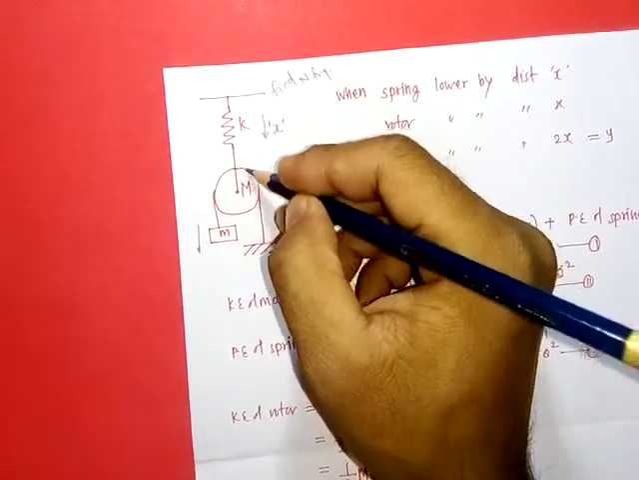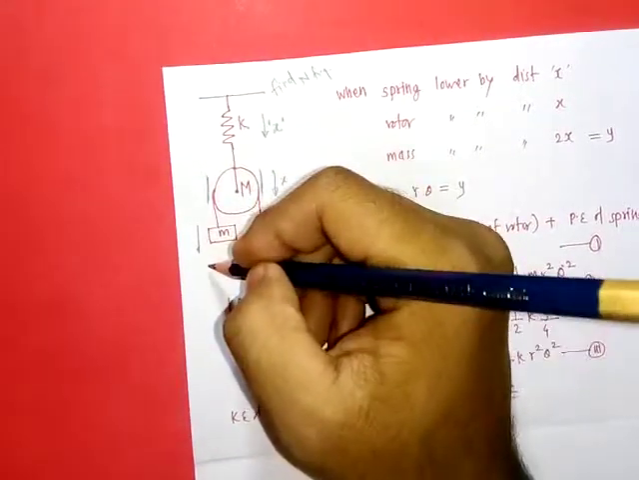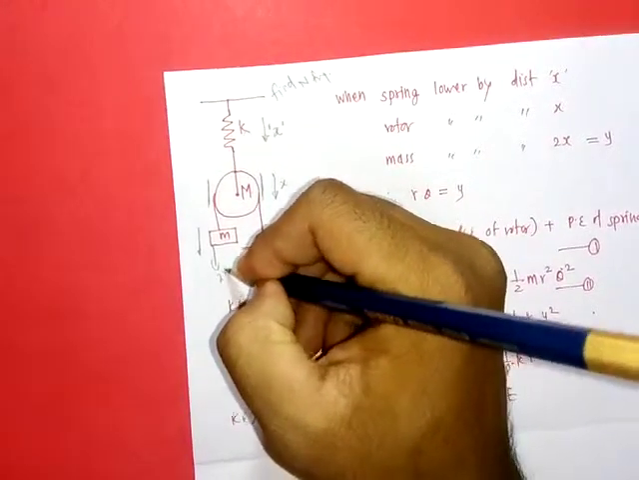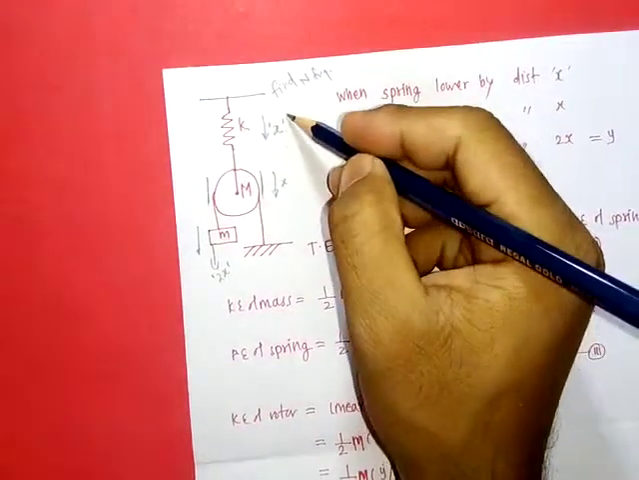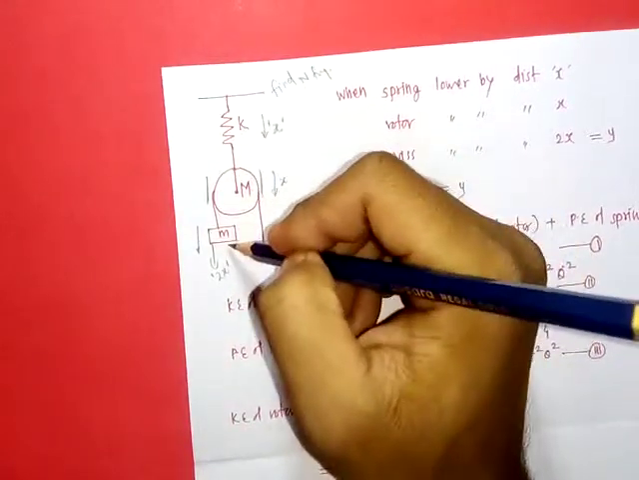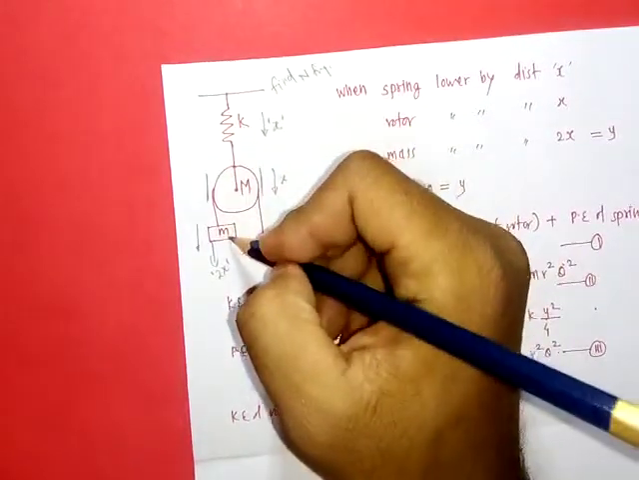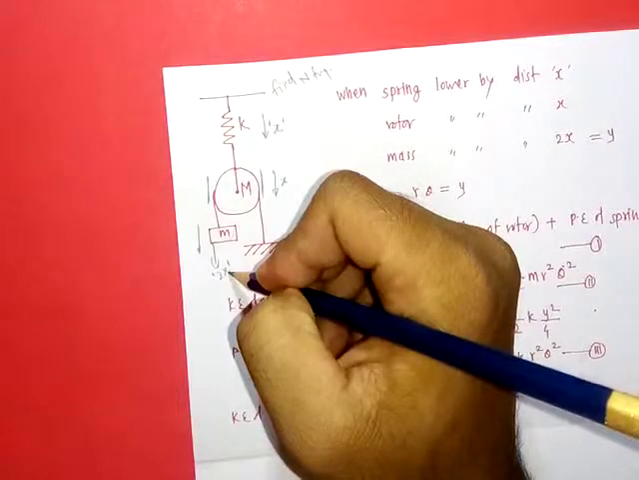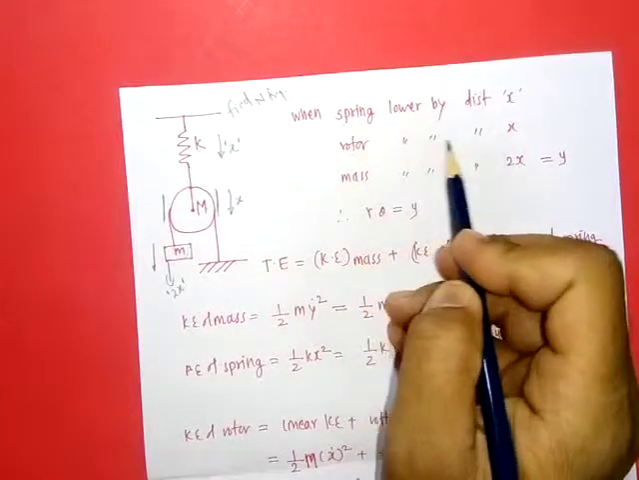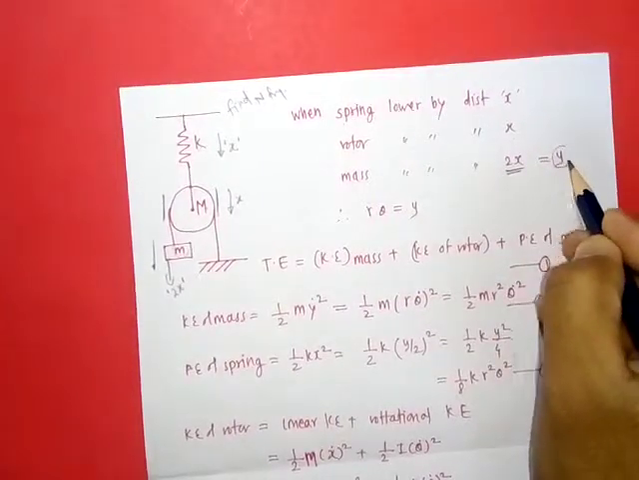Now the string on this side, both will go in the downward direction, so the mass will displace by a total amount, say dx. When the spring extends by x, the rotor will lower by x, and this mass is lowered by double that amount, that is 2x. That is, when the spring is lowered by x, the rotor is lowered by distance x, but the mass is lowered by distance 2x. Let's call it y.